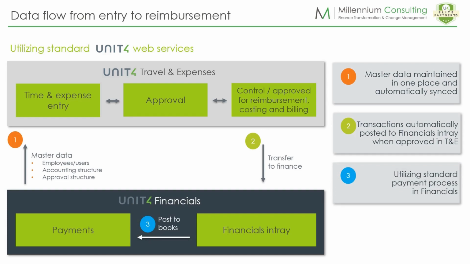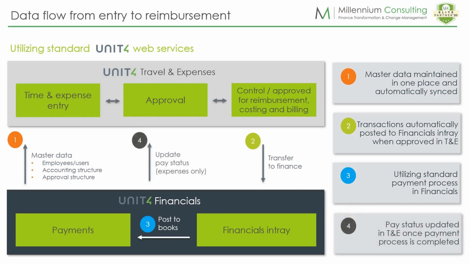Then obviously you can use the standard payment facilities in financials to pay your employees, either weekly, monthly, etc., however you want to pay them. And there's a final stage where it updates the pay status back through into T&E. So an employee always knows where their expense is in the approval process. Is it with the manager, is it with finance, or has it been actually paid and reimbursed?